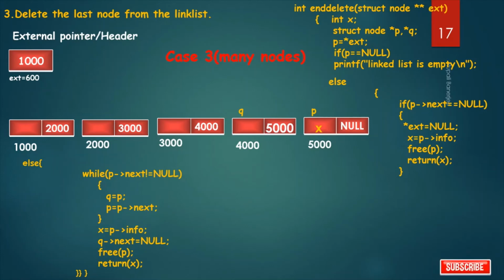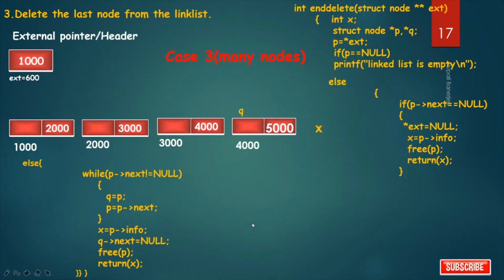Now what do you have to do? You have to delete this node, deallocate this space. So free P and x equals P arrow info. P arrow info is this value, x, so x will be returned. Also Q arrow next: what is Q? Q is the previous node of P. So Q arrow next should be null. Free P, return x. What is x? x is P arrow info.